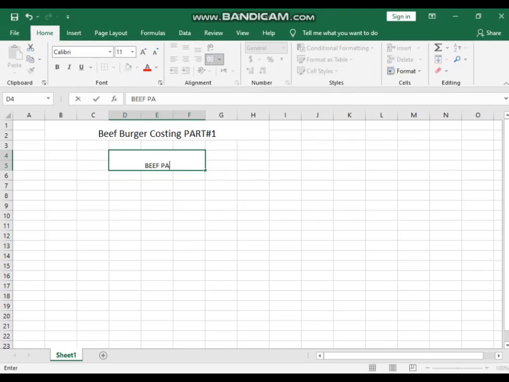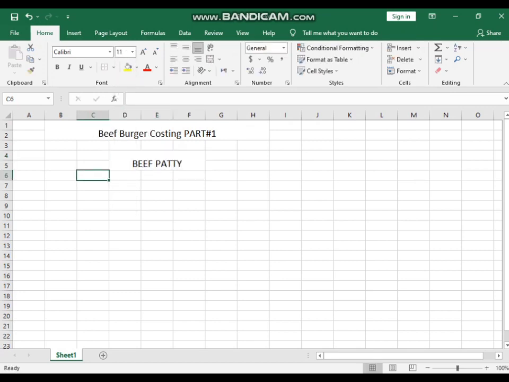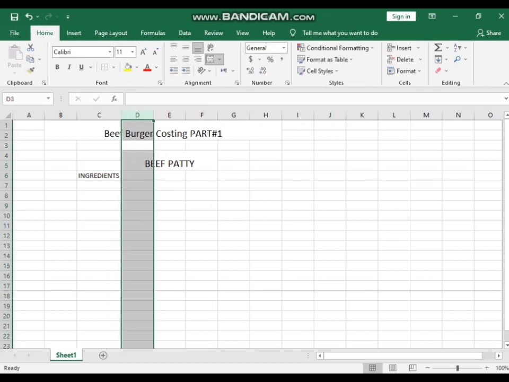Today we are starting our new culinary costing series in which I will teach you how to calculate the exact worth of our recipe. These costing methods are also used by big restaurant owners. We are starting our series with our most beloved dish, snack, or fast food item, the beef burger.